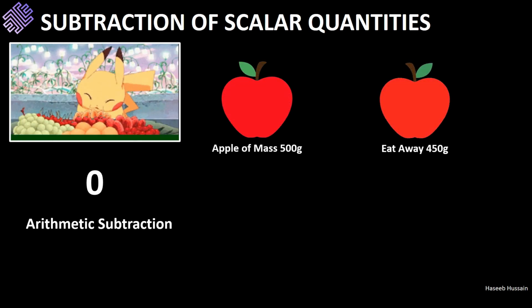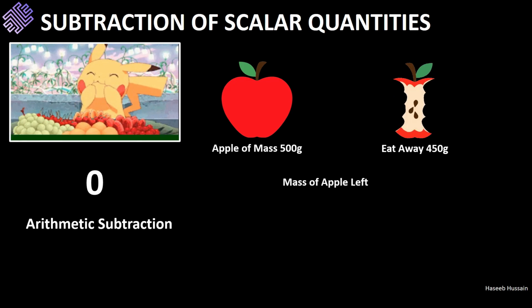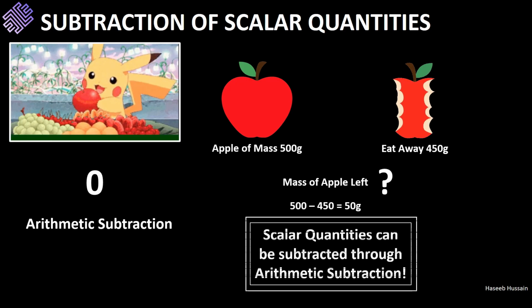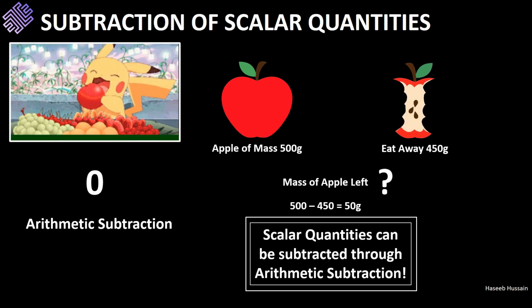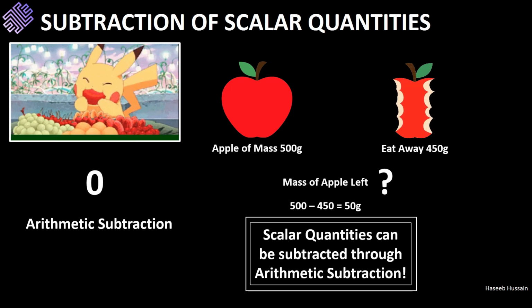Let's consider another scenario. You had an apple of mass 500 grams. You eat 450 grams of it. I know it's a rather specific amount, but let's just continue with this example. So after you eat 450 grams of apple, what mass of apple is left? Well, you had 500, you ate 450, so you should have 50 grams left, which is 500 minus 450. We basically subtracted the two quantities. Keep in mind that mass is a scalar quantity. Therefore, scalar quantities can be subtracted through simple arithmetic subtraction.